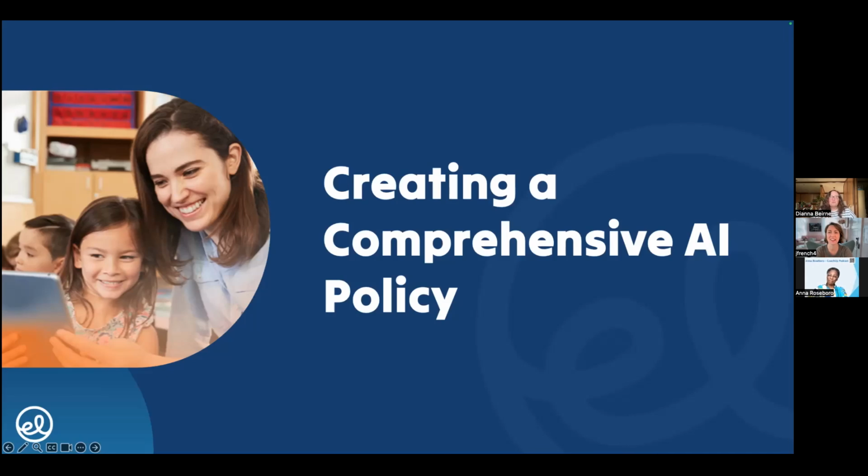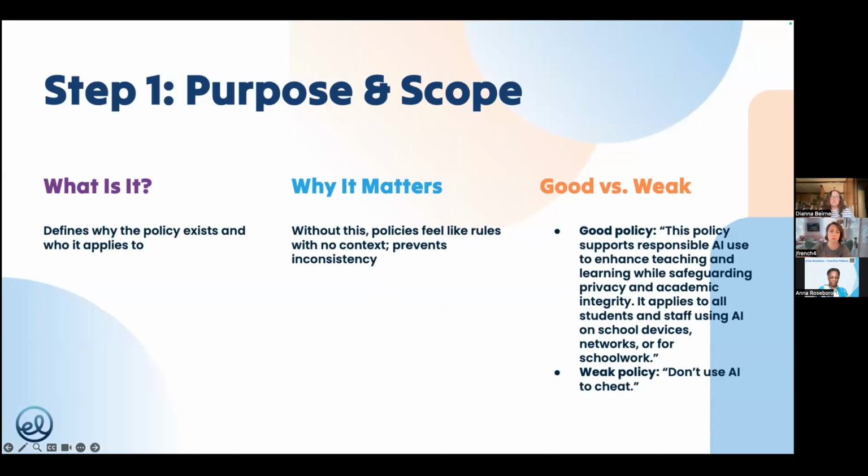When we create a comprehensive AI policy, there are generally 10 steps or 10 sections that you can and should include in your policy. Remember that this is a guideline though, so you can adapt it however it works for you. We're going to approach it today as if we're writing a policy for a school or for a district. But again, you can modify it for a classroom or a specific department. The first step is purpose and scope.